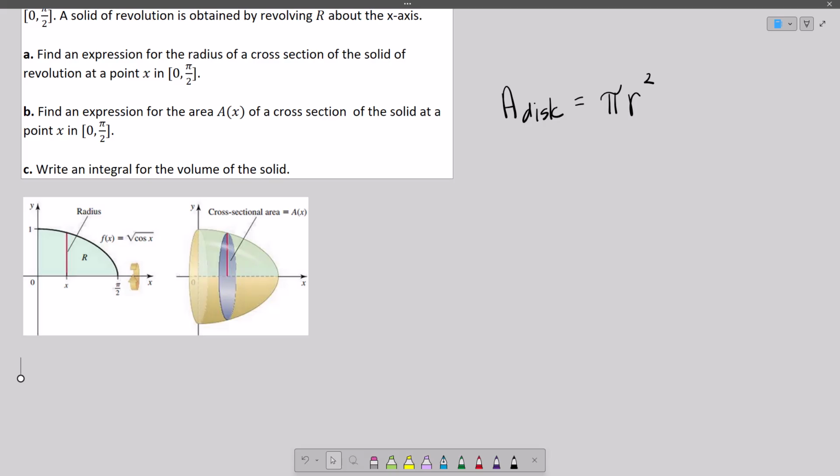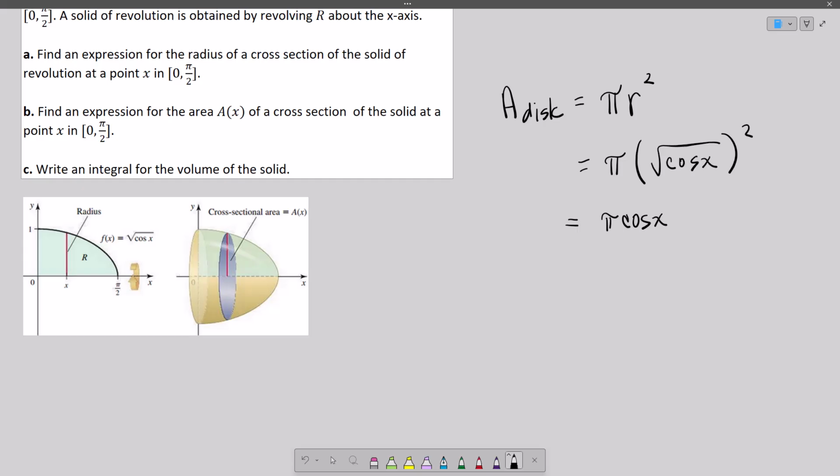So the area of the disk at x is going to be pi multiplied by the square root of cosine of x, squared, pi r squared. So that function tells us the area of the cross-section at x. Let's do a test to see if we're probably accurate.